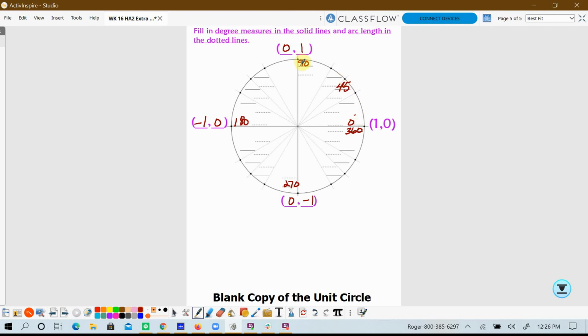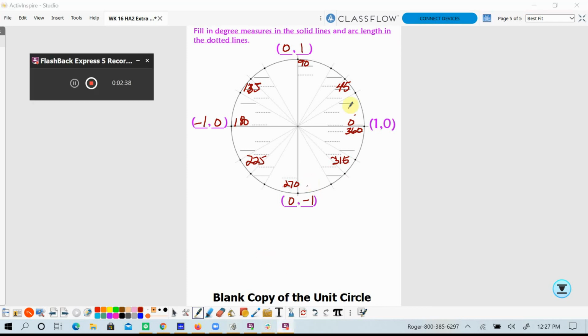Another 45 degrees is at 90. Another 45 degrees should put you at 135. And then another 45 puts you at 180. Another 45 puts you at 225. Another 45 puts you at 270. Another 45 puts you here at 315. And then another 45 puts you back at 360. And so just like that, you have all your corner angles as well as your middle angles filled in.